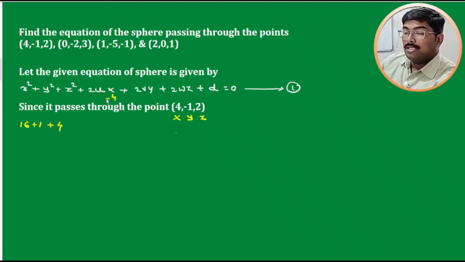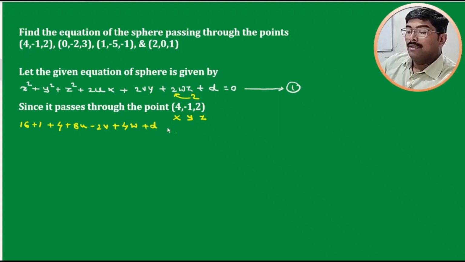Substitute the value for x is equal to 4 here, this 4 into 2 is equal to 8, that is 8u. Substitute y is equal to -1, that is -1 into 2 is equal to -2, that is -2v, and substitute z is equal to 2, this 2 into 2 is equal to 4, that is 4w, plus d is equal to 0.